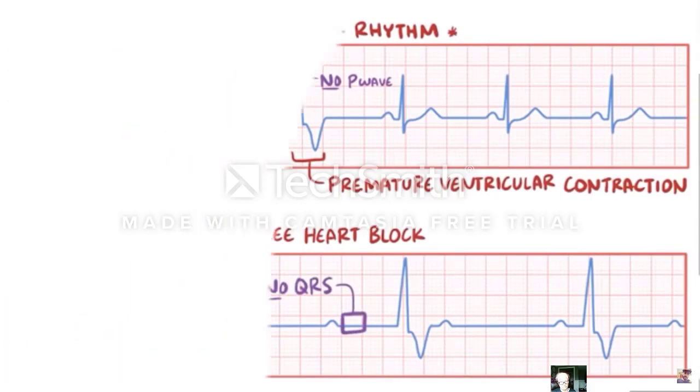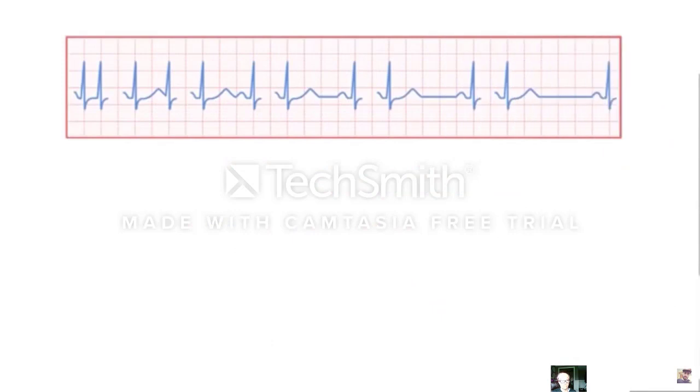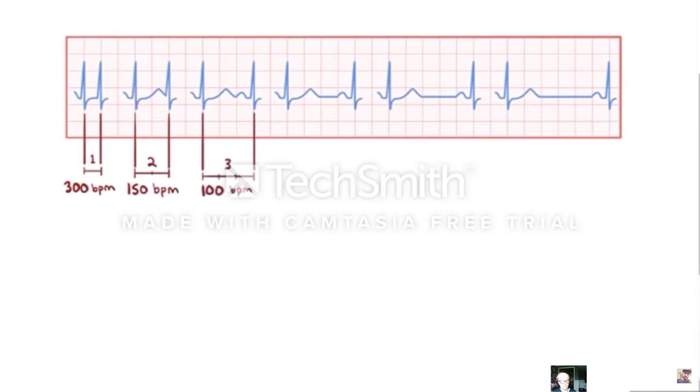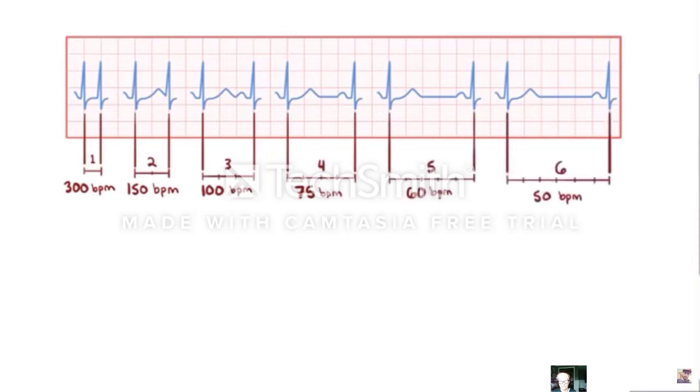All right, as a quick recap, one quick way to estimate the heart rate on an ECG is to remember that one big box is 300 beats per minute, two big boxes is 150 beats per minute, three big boxes is 100 beats per minute, four big boxes is 75 beats per minute, five big boxes is 60 beats per minute, and six big boxes is 50 beats per minute.